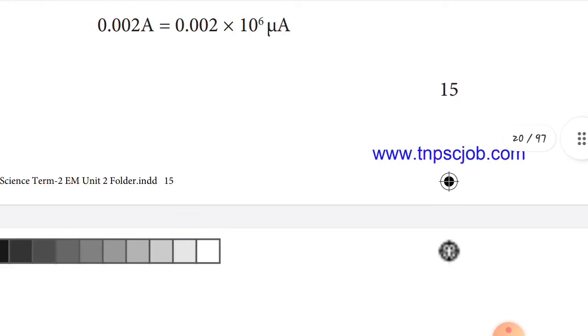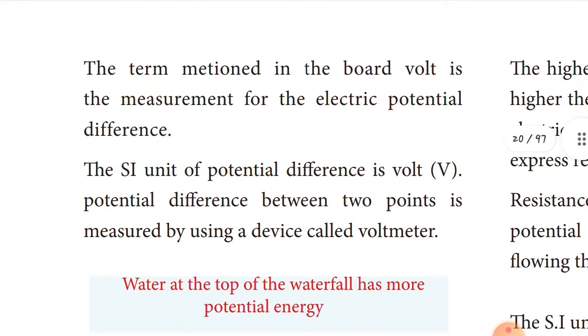Okay, see here, children. The term mentioned on the board, volt, is measured in what? Electric potential difference. Volt. V means volt. The unit of potential difference is what? Volt. 1 volt, 100 volt, 200 volt. Yes, that is potential difference. So the potential difference between 2 points is measured by using a device called what? Voltmeter. That is called a voltmeter.